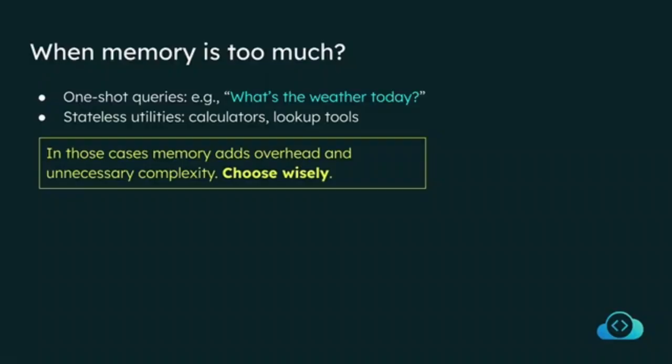And that's where memory is a bit too much. You don't need it because there's no state to be saved. So hence, we really need to discriminate between when to use memory and when not to use memory, what kind of an agent we're building, and what kind of an agent would actually use memory or tools. So yeah, choose wisely.